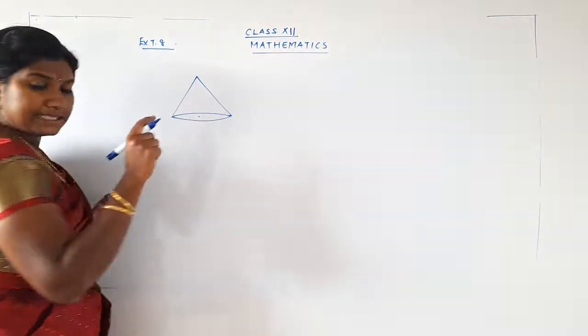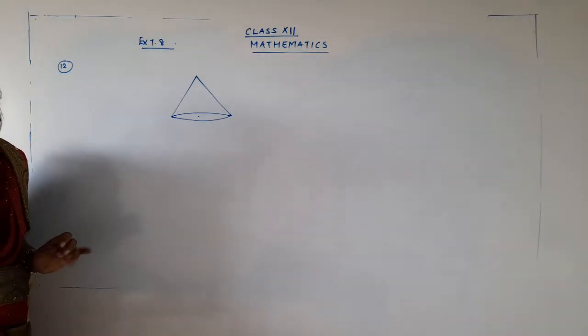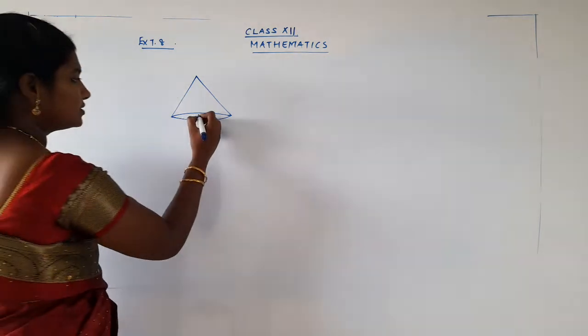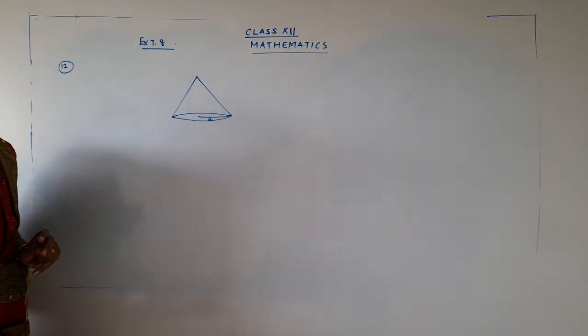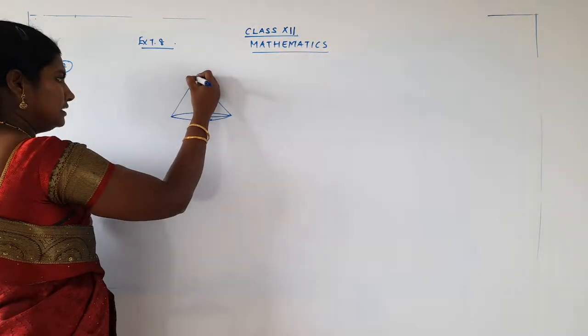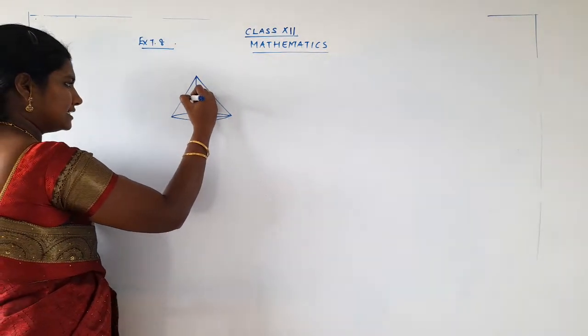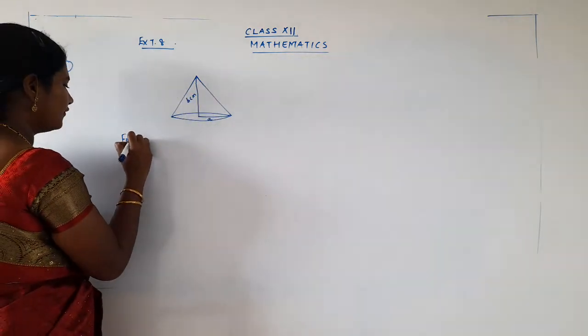And what is the base given here? The base is taken as A, that is the base radius. So, the radius is A centimeter. So, just put here A. And what is the height given here? It is B. So, put here height as B centimeter. So, this is for the cone.